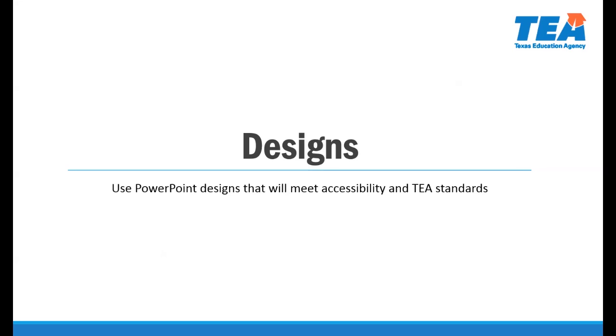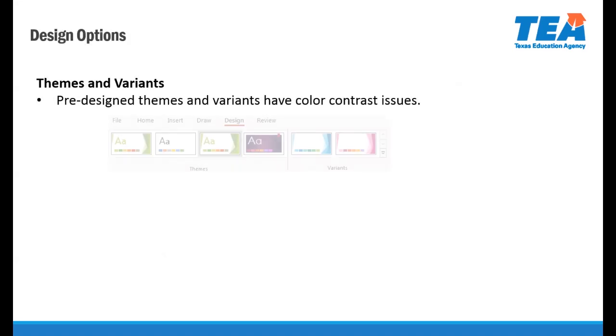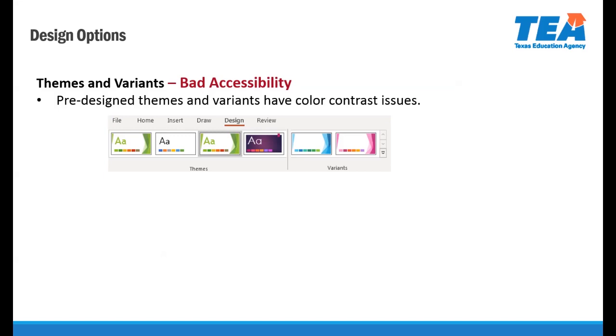The design of a presentation is usually the first thing decided, but it also needs to meet accessibility standards. In the design ribbon, the different themes and variant options provided are mostly inaccessible. These options are usually lacking high color contrast, making it hard for some colorblind users to see all the content. It's recommended not to use these template designs.